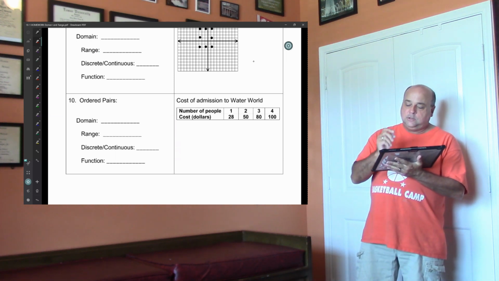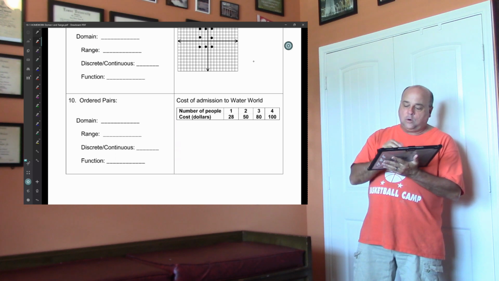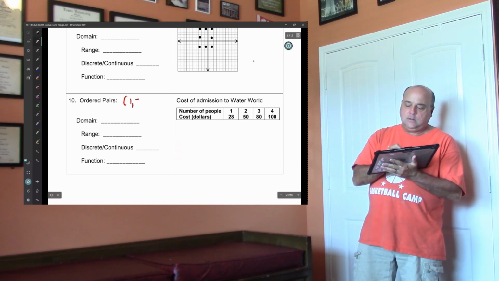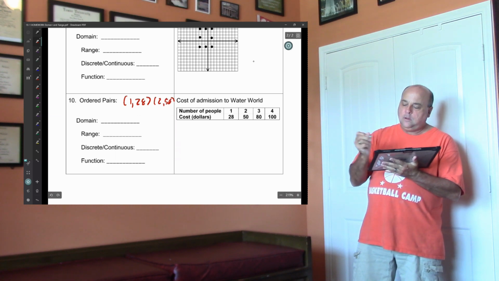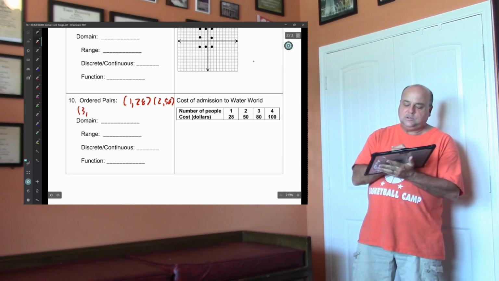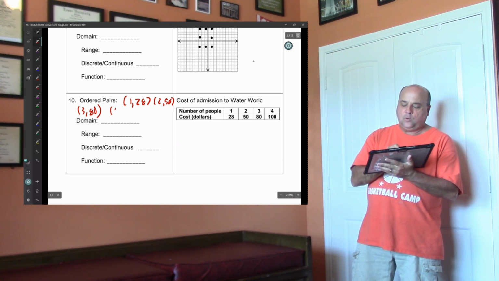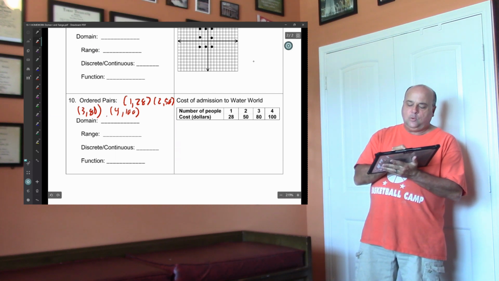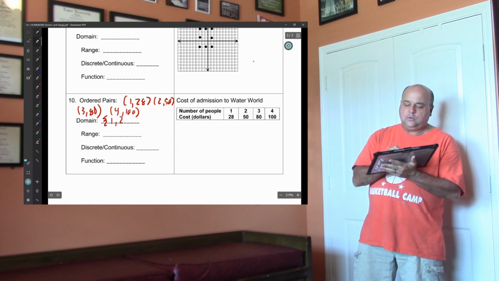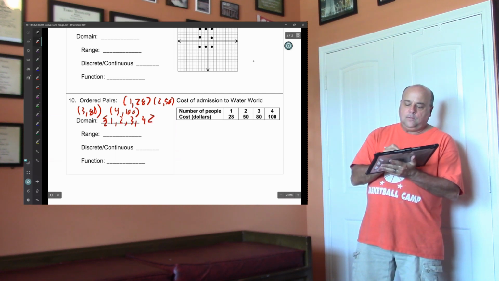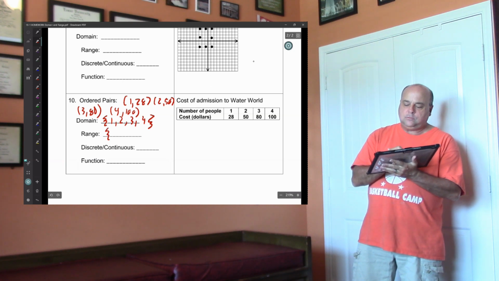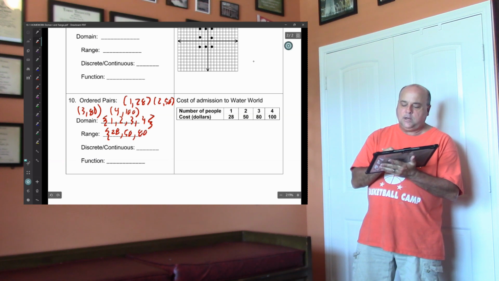Okay. So let's do this last one together. Our ordered pairs would be 1, comma 28; 2, comma 50; 3, comma 80. This is weird, they're not growing about the same amount. And 4, comma 100. Okay, the domain, you would put a brace and put 1, 2, 3, 4. The range would be what? 28, 50, 80, 100. Sorry about my handwriting.